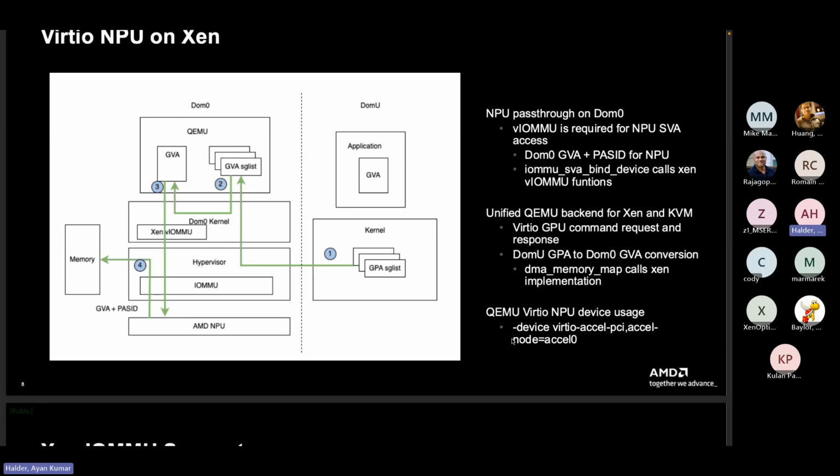Okay, the last bullet shows device usage. Like when you start a QEMU DomU in Dom0, you just start QEMU by adding this VirGL device. So this XL config can specify which device you are working on. It can be exposed to the DomU.